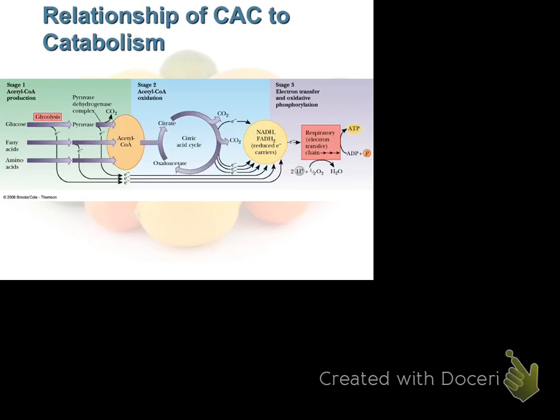The whole purpose really is to create those reduced electron carriers, NADH, FADH2, and NADPH to a lesser extent for some of the other pathways. Those are what participate in the electron transport chain to ultimately make ATP. So that's really important.